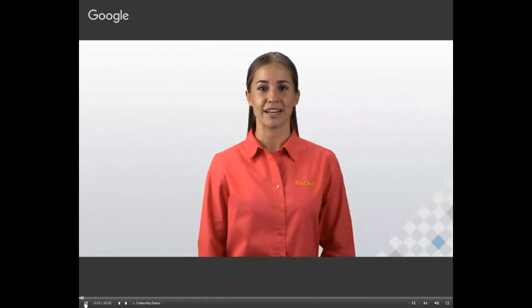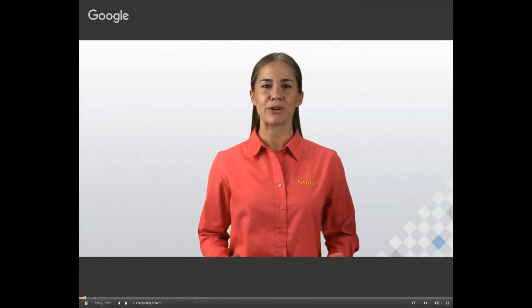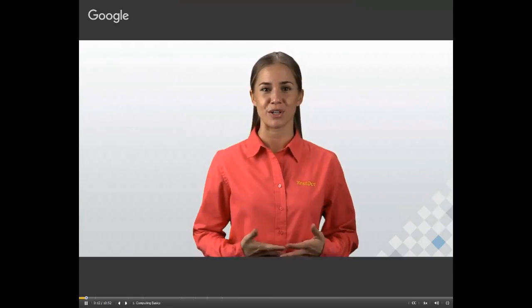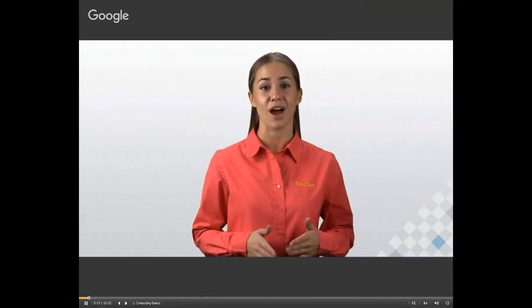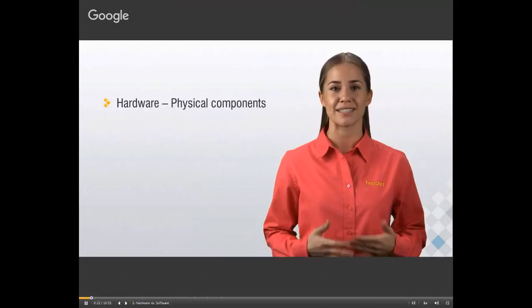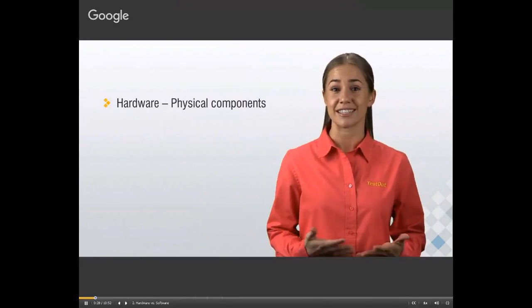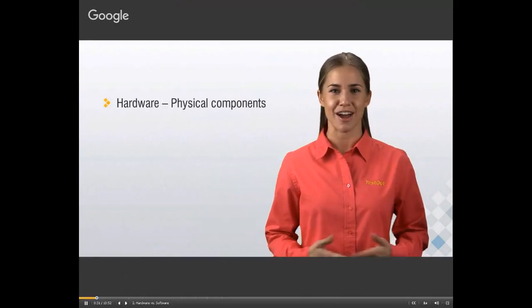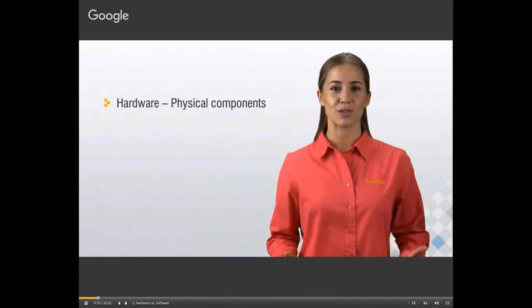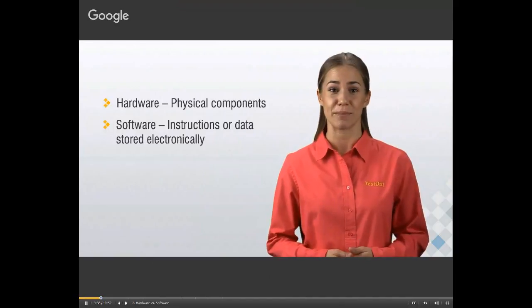As a PC technician, it's very important that you understand the basic components that make up a computer. Computers are made up of constituent parts that work together to create a functional computer. These parts can be divided into two main categories: hardware and software. Hardware refers to the physical components that are installed inside or connected to the computer system. By itself, hardware can't do much. It needs instructions to tell it what to do. These instructions come from the software. Software refers to instructions or data that are stored electronically, either on a hard drive or on a special chip.